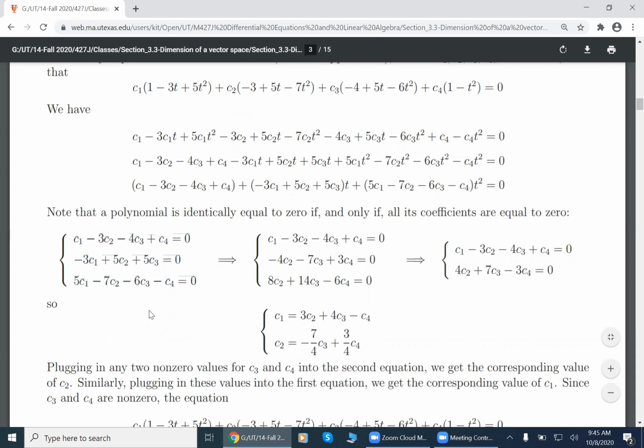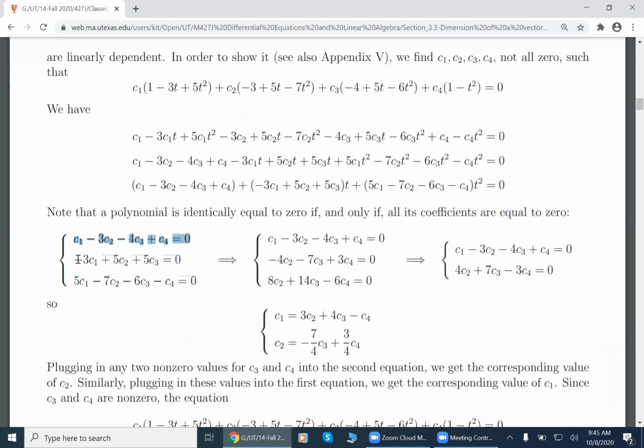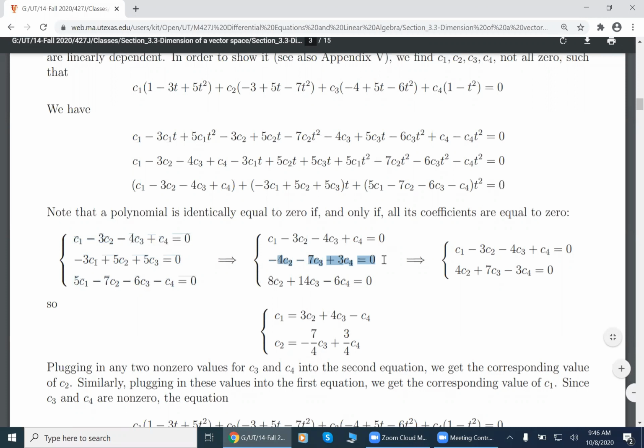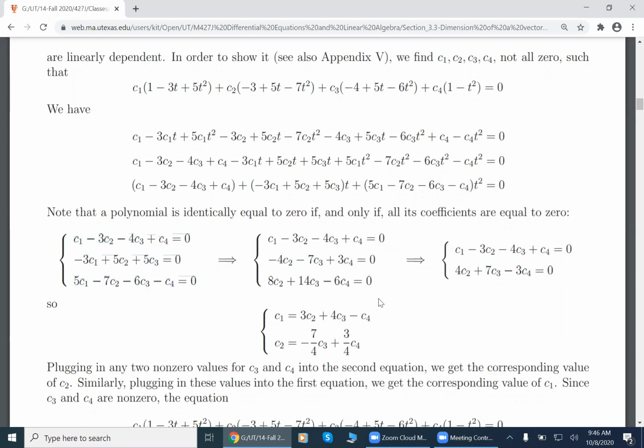And now one way to solve it is to add equation number 1 multiplied by 3 to equation number 2. Negative 3C1 disappears. And then subtract equation number 1 multiplied by 5 from equation number 3. 5C1 disappears. Done. After that, multiply equation number 2 by -1. Done. And add equation number 2 multiplied by 2 to equation number 3. The equation number 3 will disappear completely. So we come up with this system.